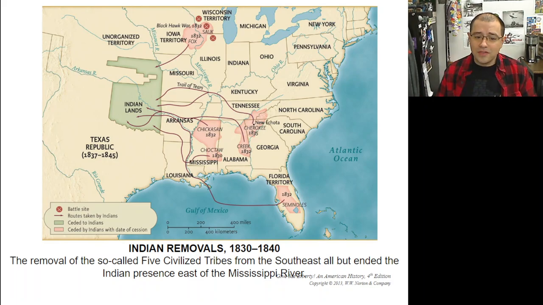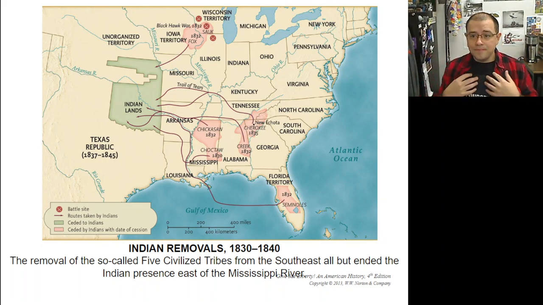In Cherokee Nation versus Georgia, they're saying they're not citizens, they're wards of the federal government. But again, they're saying only the federal government can deal with them. And in 1832, Worcester versus Georgia, again, they're saying Native Americans, only the federal government can deal with them. So that's the common strain.